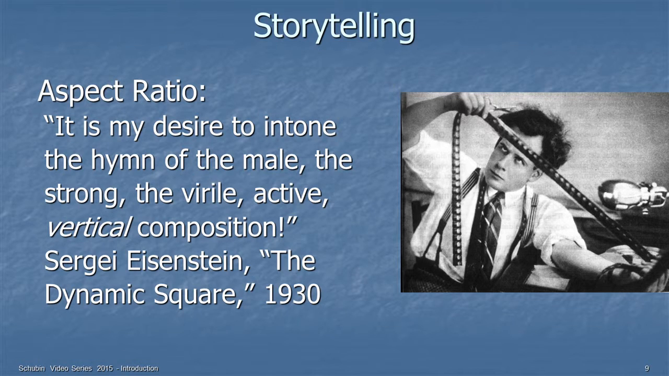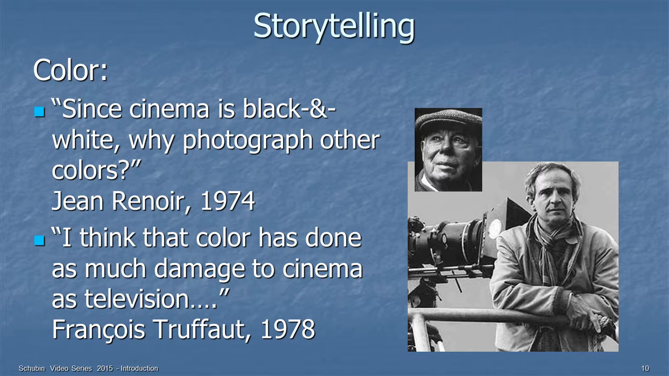So here's an image of the great Russian director Sergei Eisenstein, and he thought that movies shouldn't be wide, they should be square at best, and he even liked a vertical aspect ratio, something that was narrower than it was high. Here are two great French directors, Jean Renoir and Francois Truffaut, and both of those complained about color and said movies should be black and white, they shouldn't be colored.